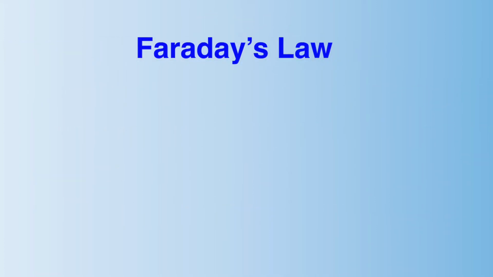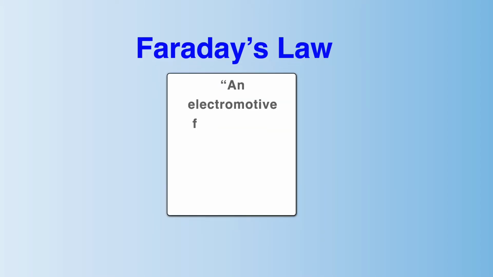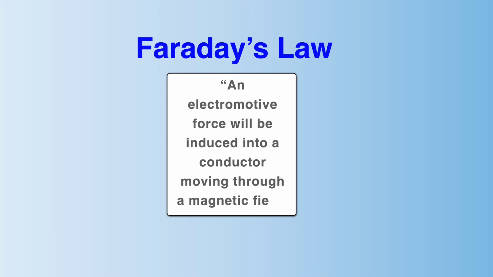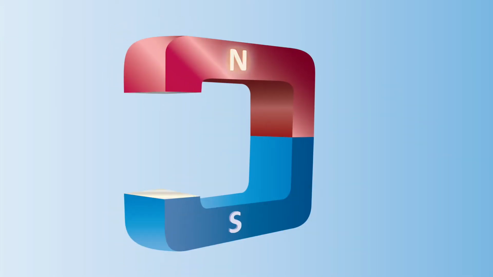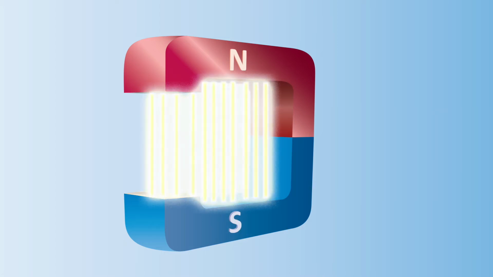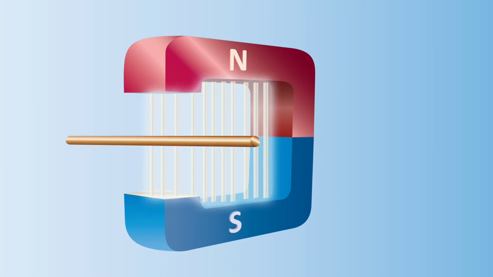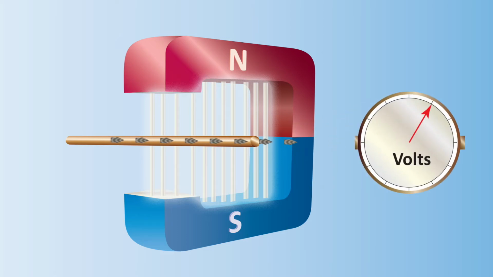Faraday, one of the founding fathers of electrical generation in the 1800s, wrote the law named after him, stating, "An electromotive force will be induced into a conductor moving through a magnetic field." A magnet has two poles, north and south, at opposite ends. Between the two poles is a magnetic field. Faraday discovered when a conducting wire, such as copper, was moved or crossed at right angles within the magnetic field, an electromotive force, or EMF, was induced into the wire. In other words, an electric current.